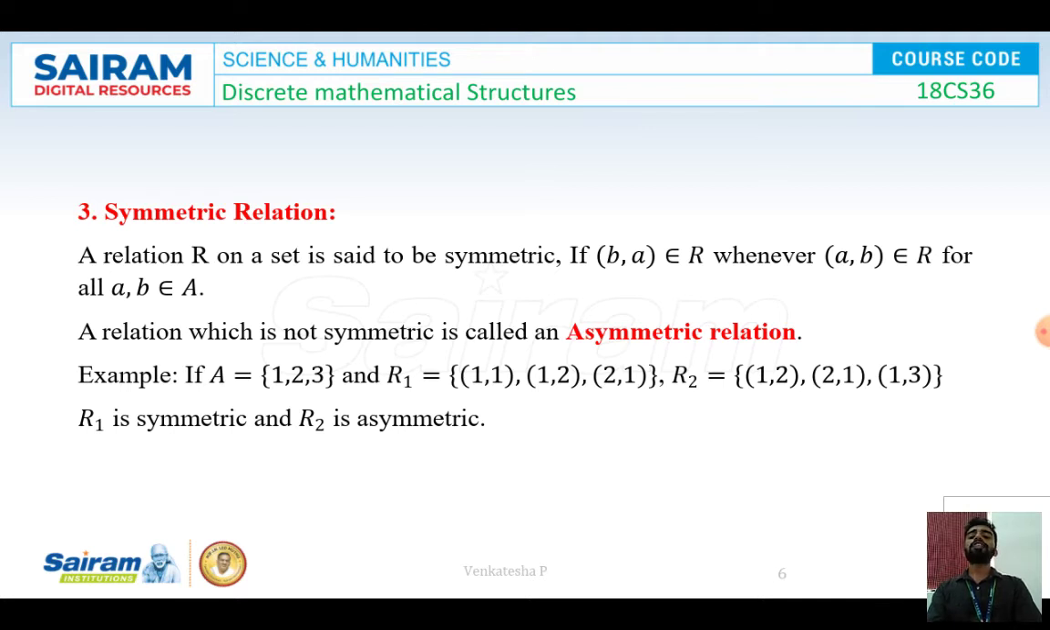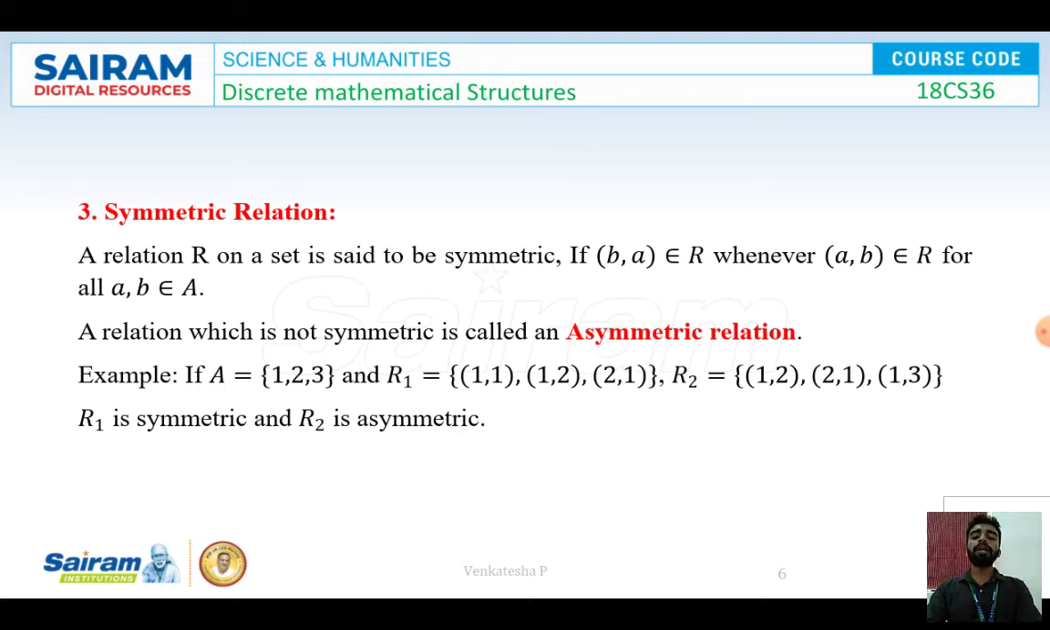The third one is symmetric relation. A relation R on a set A is said to be symmetric if (b, a) belongs to R whenever (a, b) belongs to R, for all a, b belonging to the non-empty set A. A relation which is not symmetric will be called an asymmetric relation.